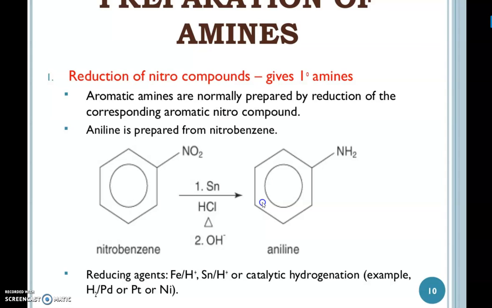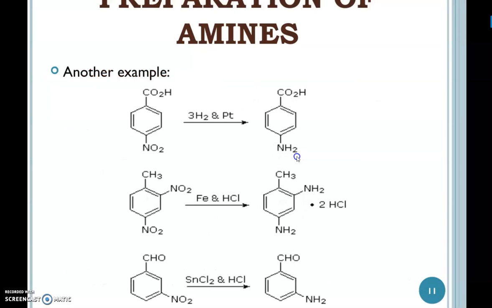So it is reduction. We know reduction is hydrogenation. We can define reduction as adding of hydrogen or removal of oxygen. So the oxygen will be removed and hydrogen will be added, that is hydrogenation. In the nitro group, the oxygen will be removed and hydrogen added, and we'll get the amino group. So it is the first method, reduction of nitro group.